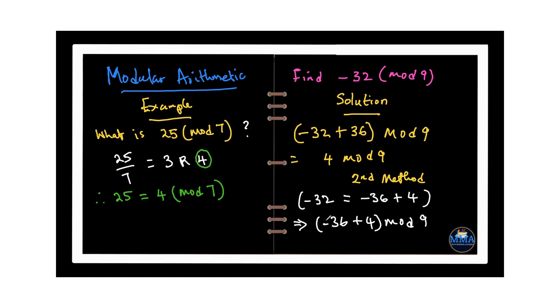Now, look at this minus 36. 9 can divide it fully and our remainder is 0. So this is like saying 0 plus 4 mod 9. And 0 plus 4 is 4 mod 9. All right.